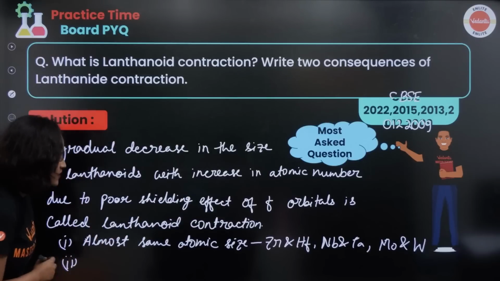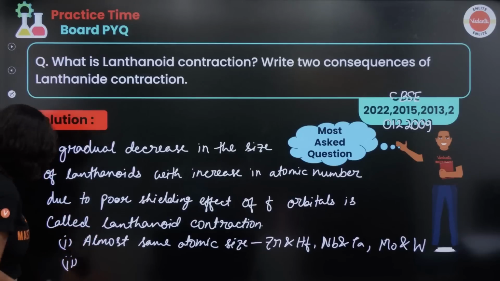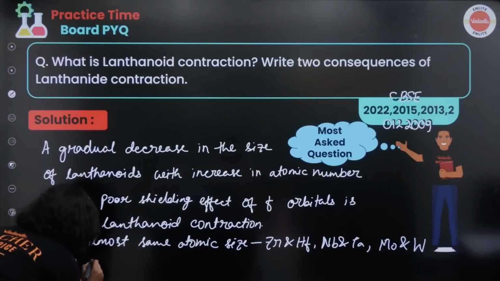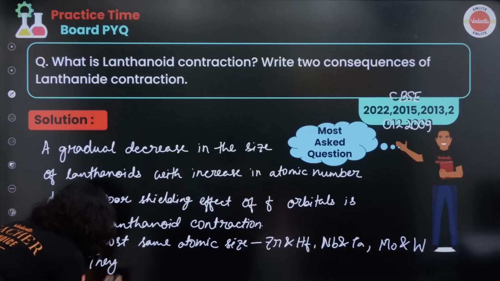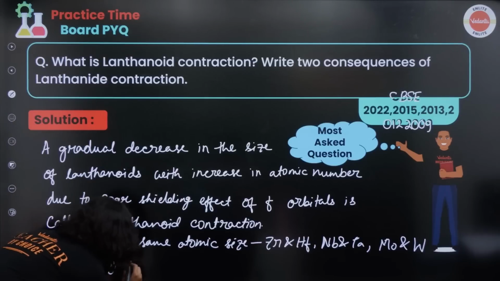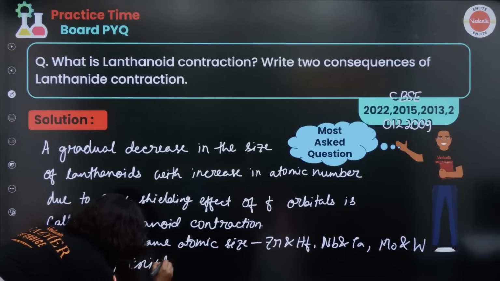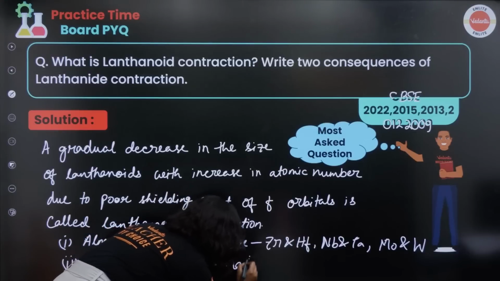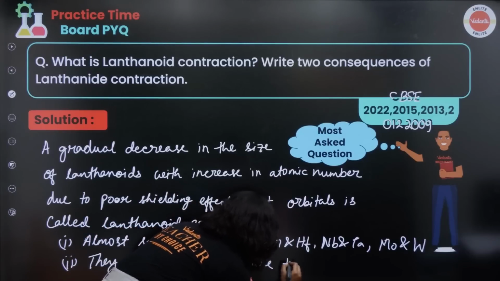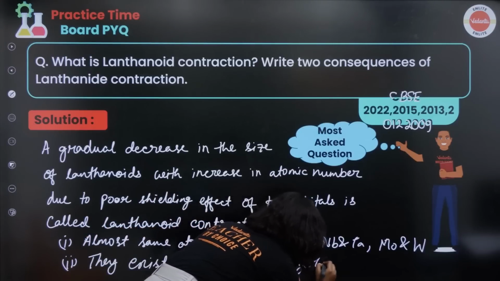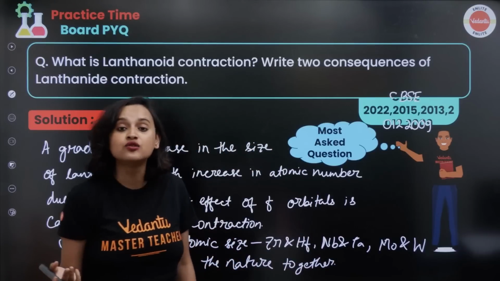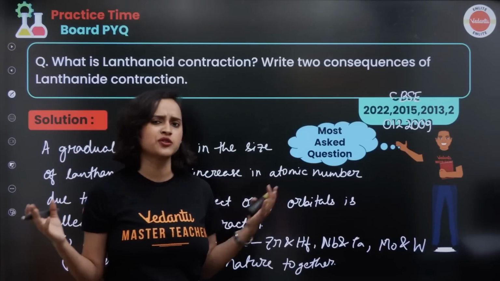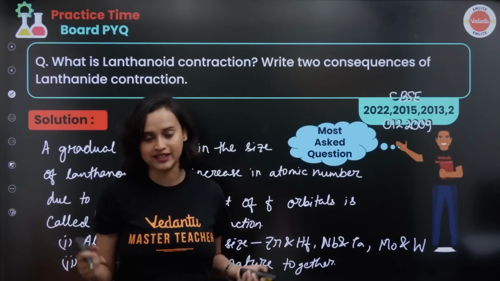Okay, let's write that down. Almost same atomic size, zirconium and hafnium. And the second one was, lanthanoids exist in nature together. You could also write that it's very hard, difficult to separate them. All of these you can also write. There are a lot of consequences which you will see.